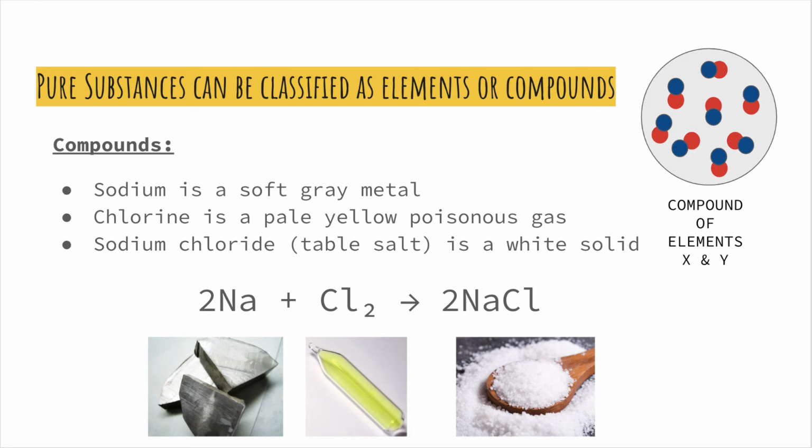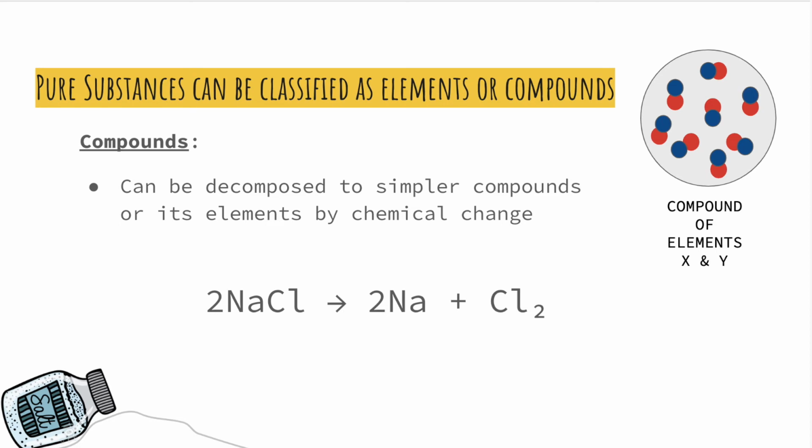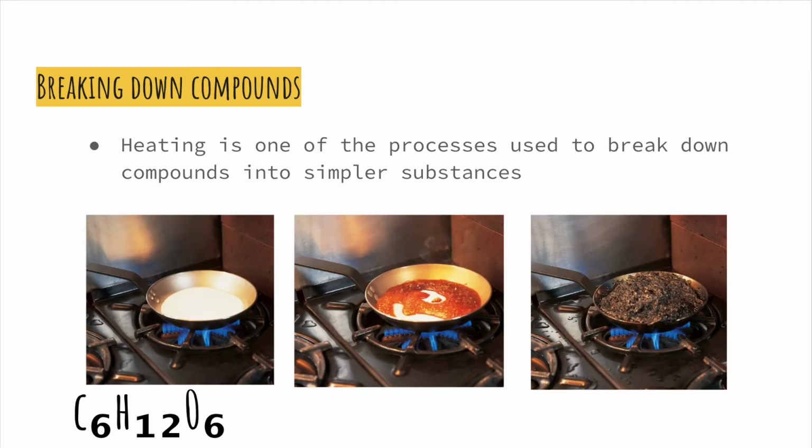However, together, sodium chloride is table salt, which we know as a white grainy solid. Since compounds are made up of more than one element, they can be broken down or decomposed into simpler compounds or elements by a chemical change. Heating is one of the processes that we can use to break down compounds into simpler substances.